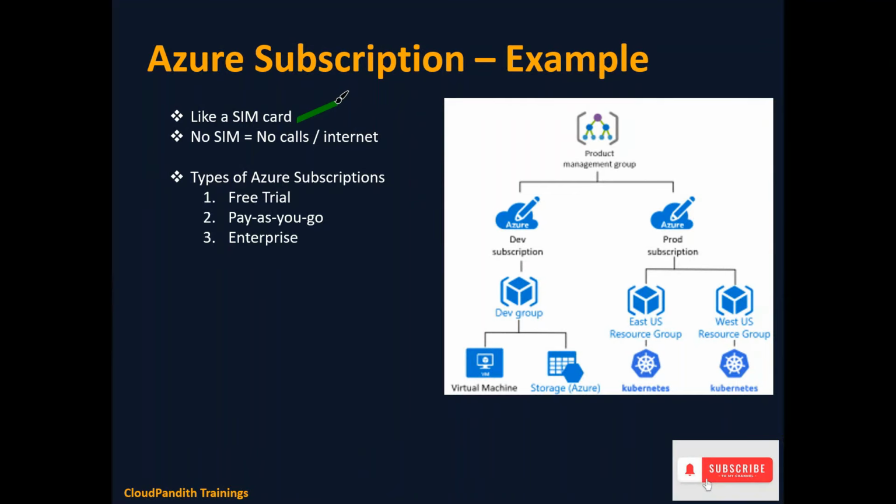Based on who pays the bill, there are three types of subscription you will generally see in real time. First, the free trial subscription, like a demo SIM card. Azure gives free credits for learning and practice. Next, we have pay as you go, like an electricity meter. You pay only for what you use. Every month you get a bill for your electricity and make the payment. Similarly, for whatever services you have used, they will generate an invoice at month end, and you can make the payment against that.